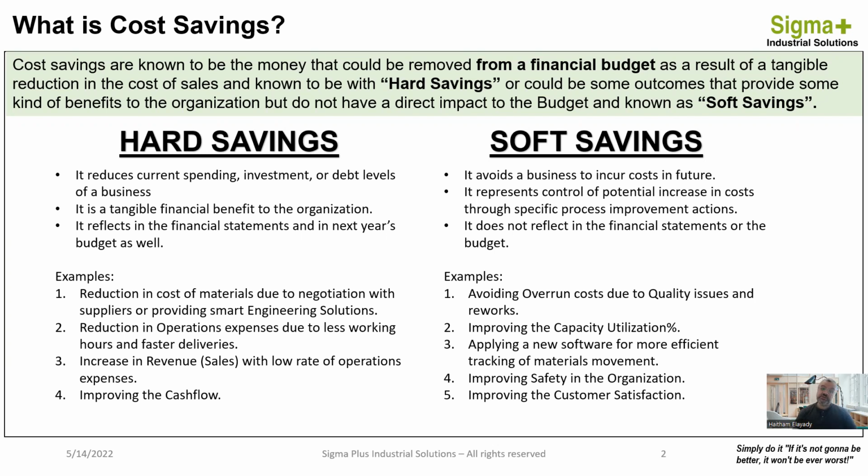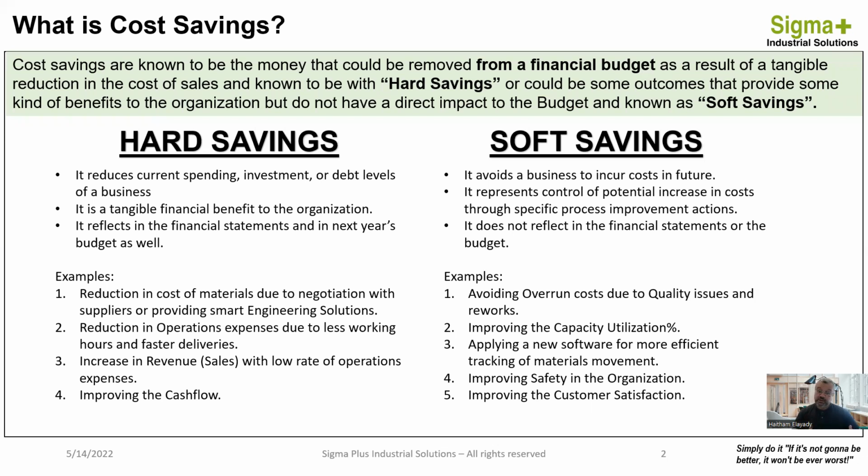Sometimes soft savings are also called avoidance cost savings, when the savings are related to risk avoidance. Let me give you an example. Suppose that for the last 3 years you've been managing projects where every time you closed the project, you encountered an overrun cost on the operation expenses.